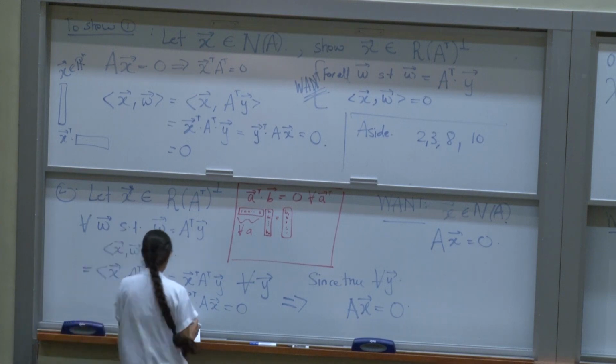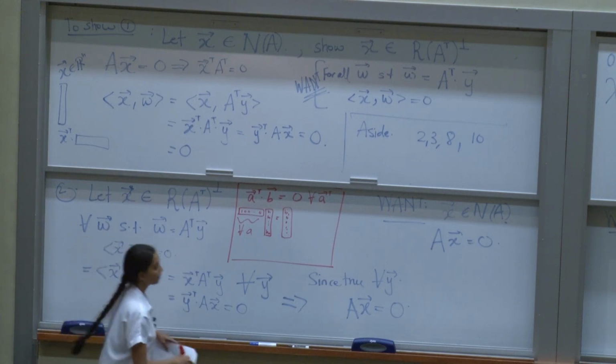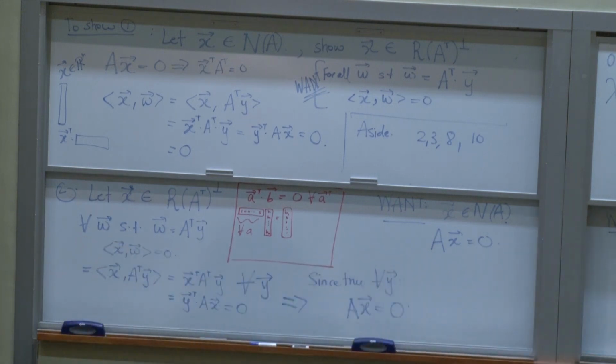Okay. Good. So now we have this. Basically, these two things give us that 1 and 2 are true, which implies that the null space of A is the orthogonal complement of the range space. This, combined with this theorem, tells me that for every single vector in Rn, I can write it as some component in the null space of A plus some component in the range space of A transpose. Okay? Great.